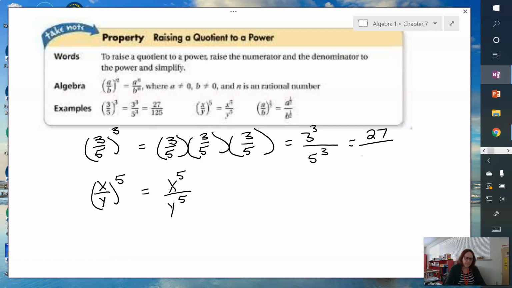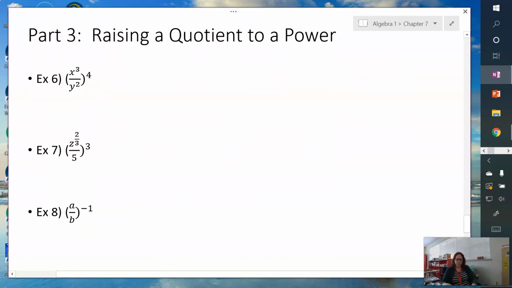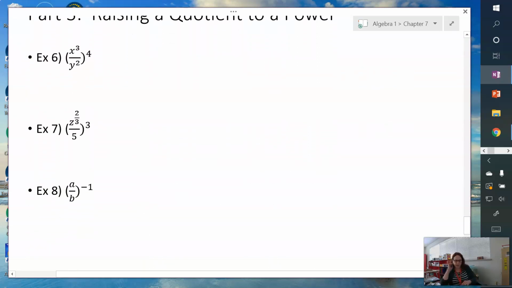5 times 5 times 5. Yeah, 125. So please remember, don't leave any numbers raised to powers. Go ahead and work out what they are. So now let's do some raising a quotient to a power.